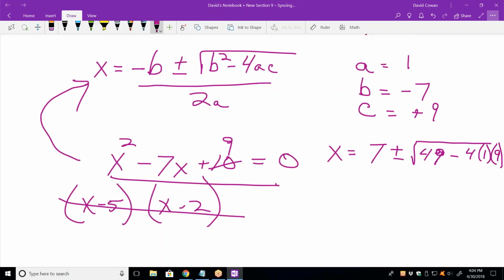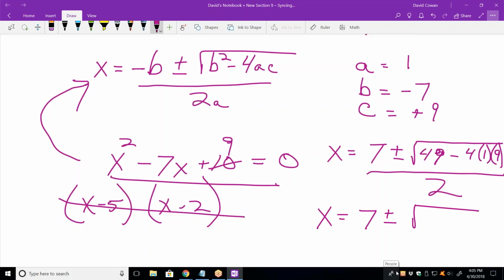I always recommend you write it exactly like that. Do not do this math in your head. The first step in solving with the quadratic formula is to always just substitute. Now what do we got? We got x equals 7 plus or minus the square root of, and you do everything under the square root first. You get 36, and then you subtract 36 from 49, and you get 13.